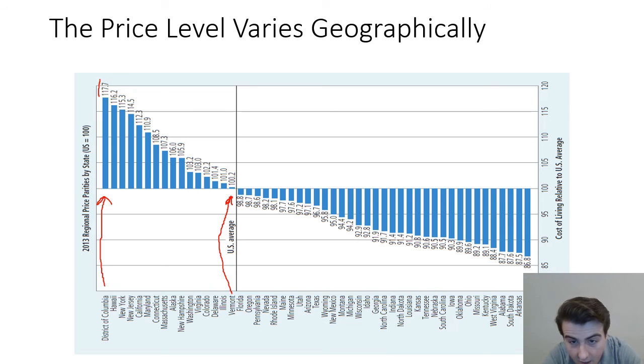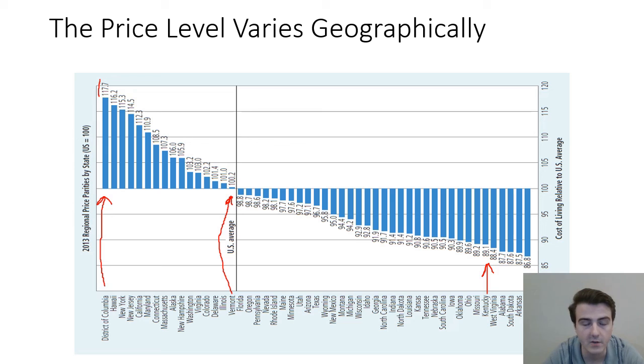Well, how does this stack up compared to Kentucky? Well, Kentucky, down towards the bottom, 89.1 is our regional price parity. So essentially, you can buy as much stuff in Kentucky making 10% less than you might make at the U.S. average in a state like Vermont or Florida, which are very close to the U.S. average, right?